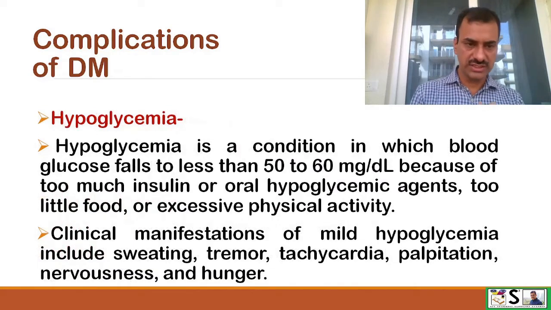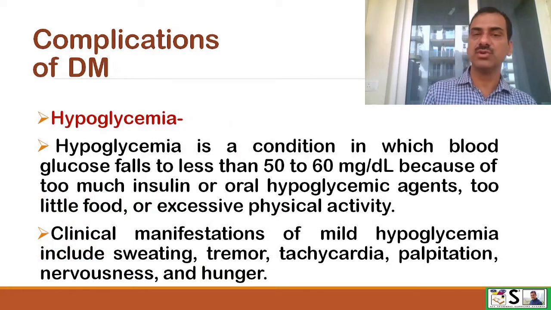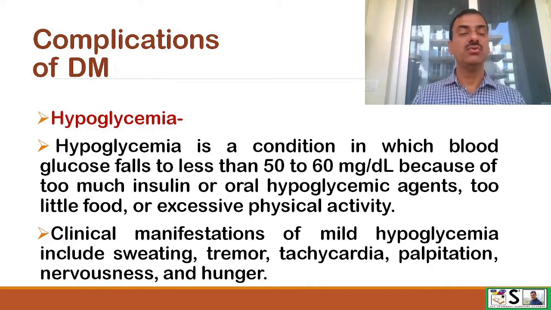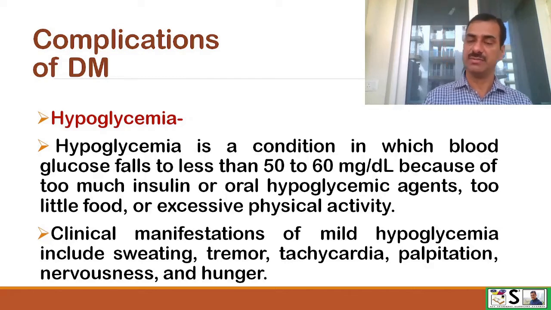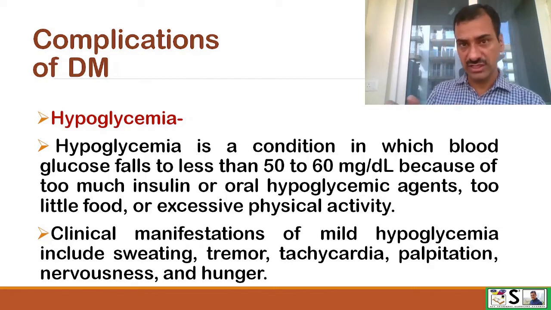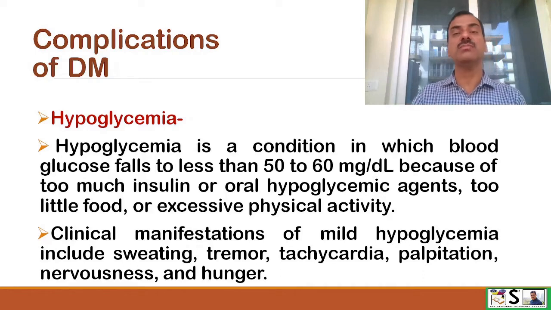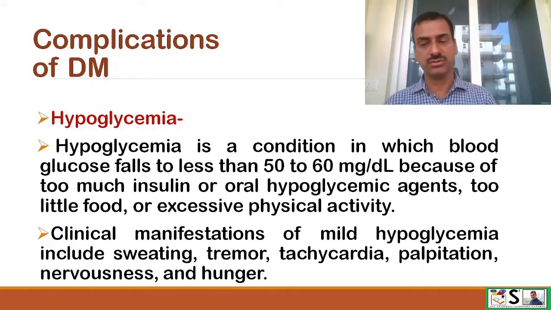First, we will see what is hypoglycemia. Hypoglycemia is a condition in which blood glucose level falls to less than 50 to 60 milligram per 100 ml. Now you can think that in diabetes, normally blood glucose level is high. How does hypoglycemia develop?